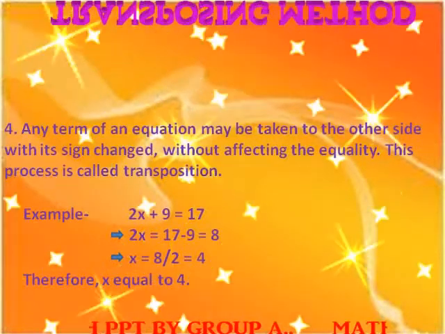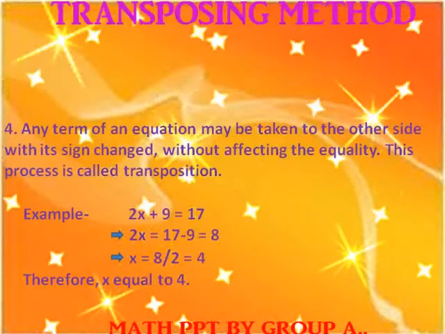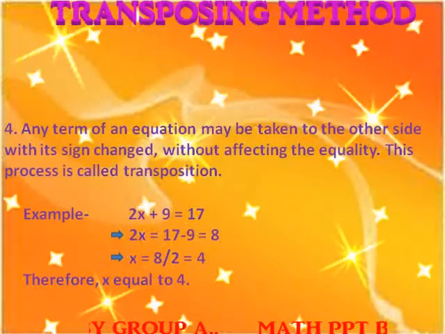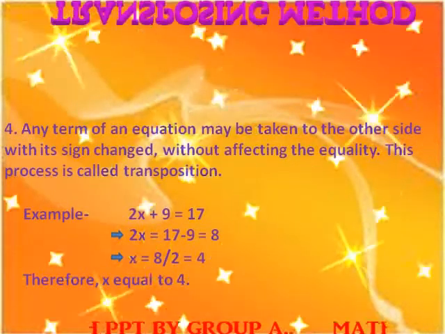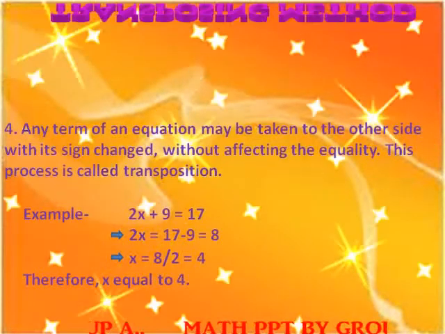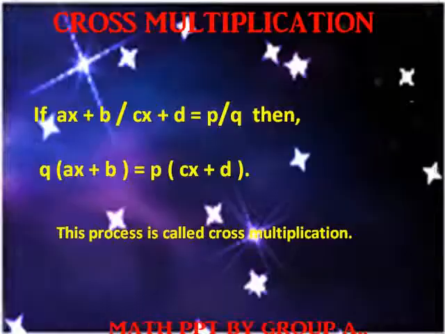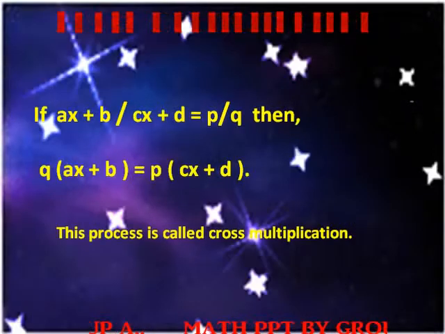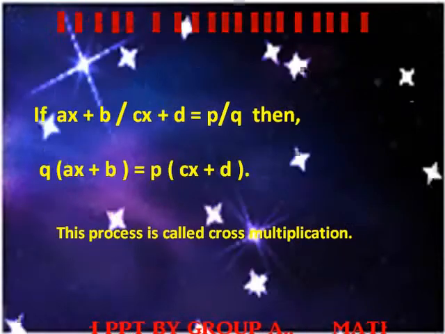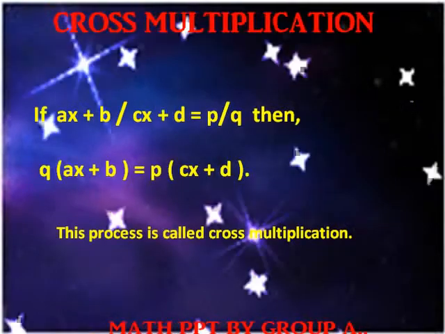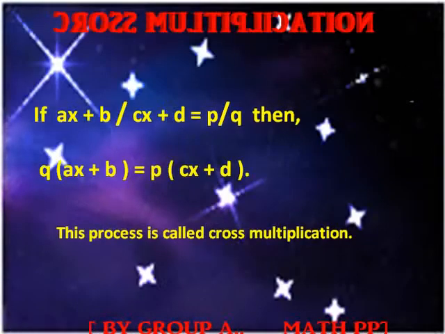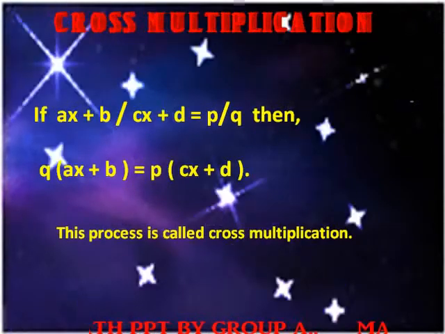For example, 2x plus 9 equal to 17. Then 2x equal to 17 minus 9 equal to 8. Then x equal to 8 upon 2 equal to 4. Therefore, x equal to 4. Cross multiplication: if (ax plus b) upon (cx plus d) equal to p upon q, then q multiplied by (ax plus b) equal to p multiplied by (cx plus d). This process is called cross multiplication.